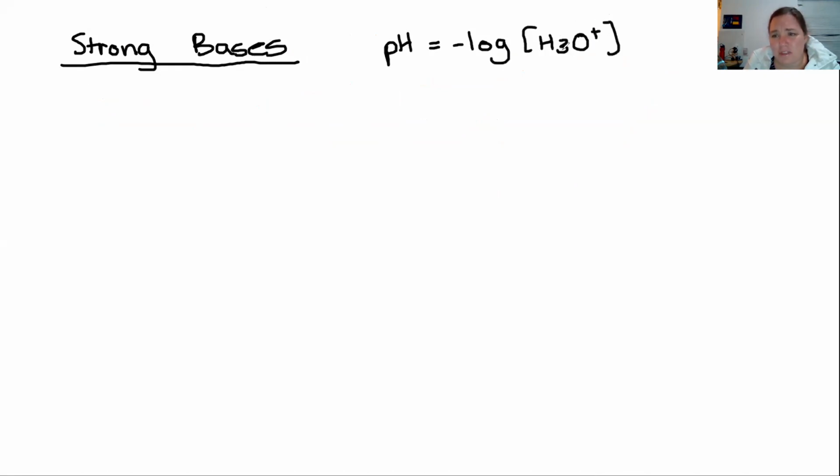But bases don't deal with H3O plus, bases deal with OH minus. Now, I am fully aware of the fact that there is a weird equation that uses the concentration of OH minus. However, it doesn't appear on your formula sheet, and therefore you will not get formula marks for using it. I am not going to teach it to you.